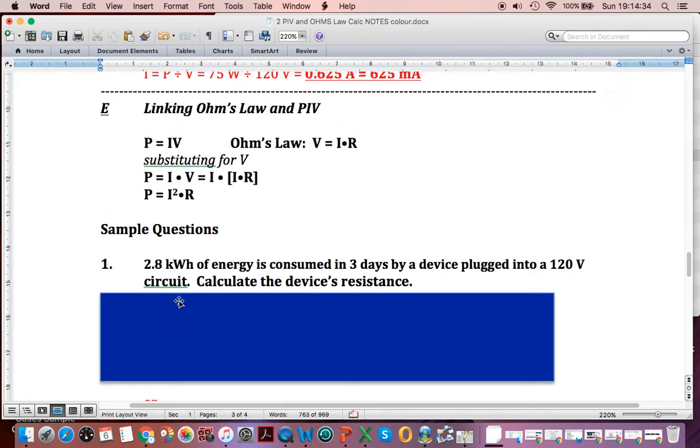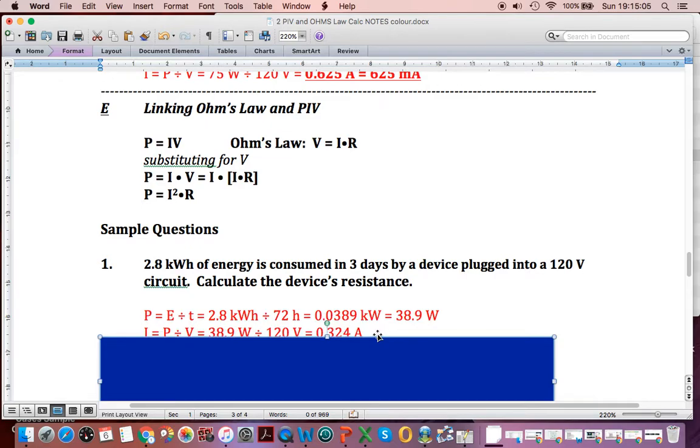All right, we're told we have 2.8 kilowatt hours of energy consumed in 3 days by a device plugged into a 120 volt circuit. Calculate the device's resistance. So we're going to be using this. We've got to do a little funking. We're going to need to get power, and we've got our energy, and we've got our time, so that lets us get our power.